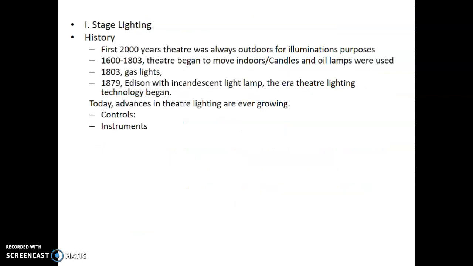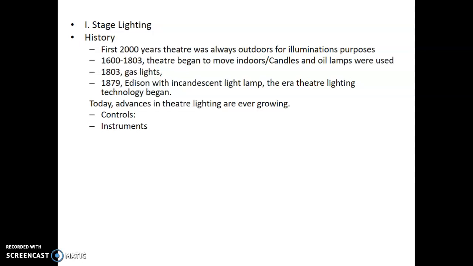So, stage lighting history. We're not going to do too much on that, but these are some little bullet points I want you to be familiar with. In the origins of theater with the Greeks, everything was outdoors, primarily so we could see it. So the concept of an outdoor festival with theater was always mostly a daytime activity.